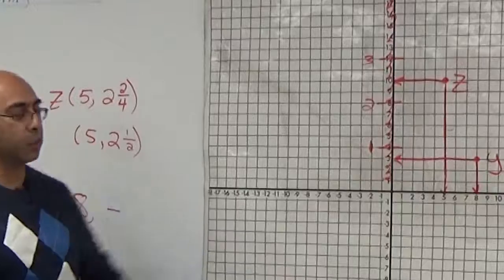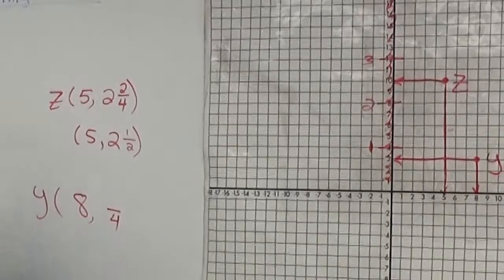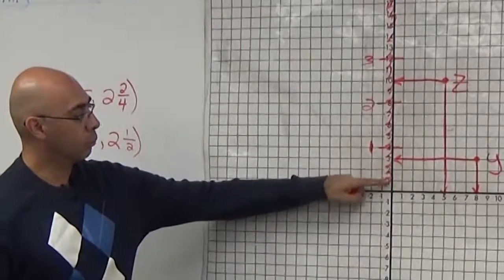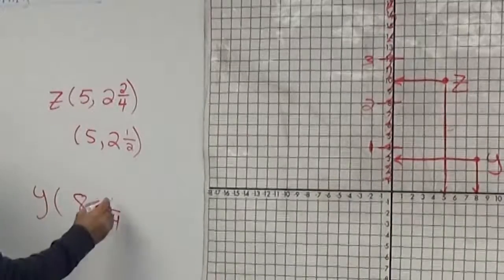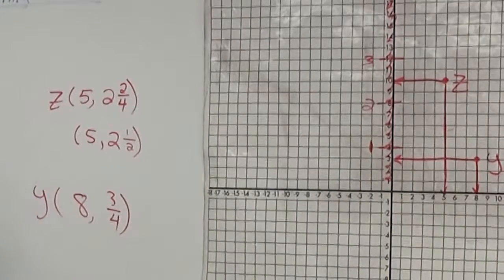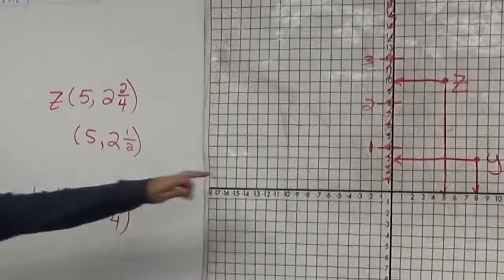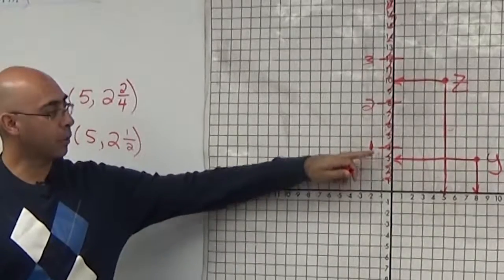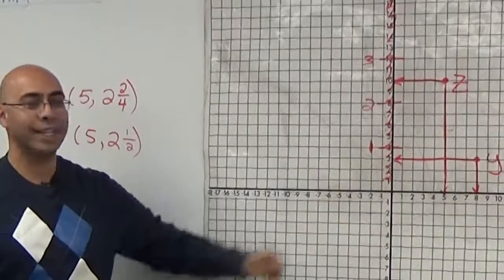How many spaces are in between? 4. There are 4 spaces. What line is it on? 1, 2. Oh, it's on the third line. So that answer is 3/4. Okie dokes? Yep. So the top number tells you what line you hit. The bottom number tells you how many spaces are in between each whole number.